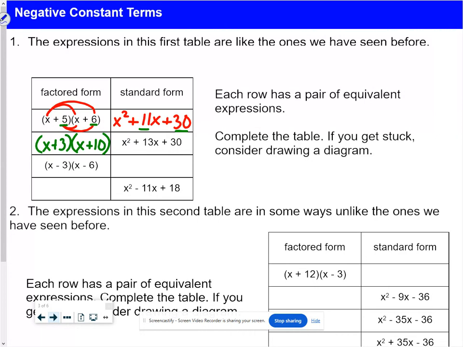The next one starts with factored form, getting standard form, and again, the same signs. They both happen to be negatives this time, or subtraction. So I'm going to get x times x is x squared. This is a negative 6x. This is a negative 3x, gives me a negative 9x. And then negative 3 times a negative 6 is positive 18. Again, the plus 18 is because they're the same signs, but the 18 came from multiplying the 3 and the 6. The 9 came from adding the 3 and the 6. Really, I should say negative 9 came from the negative 3 plus the negative 6.